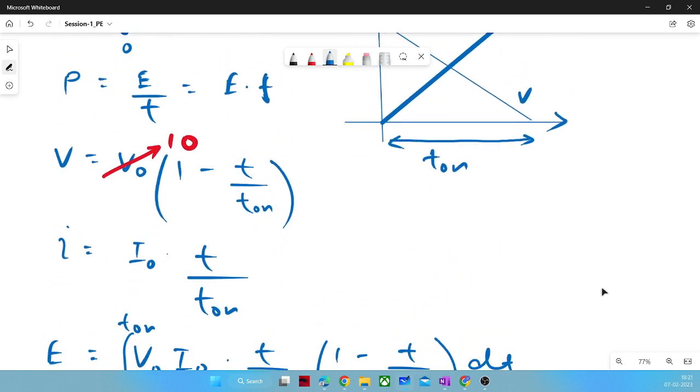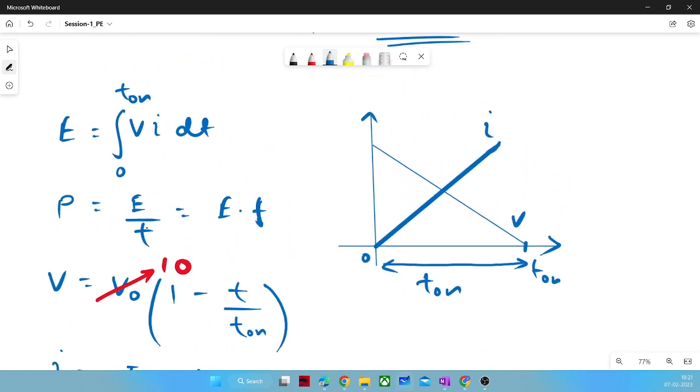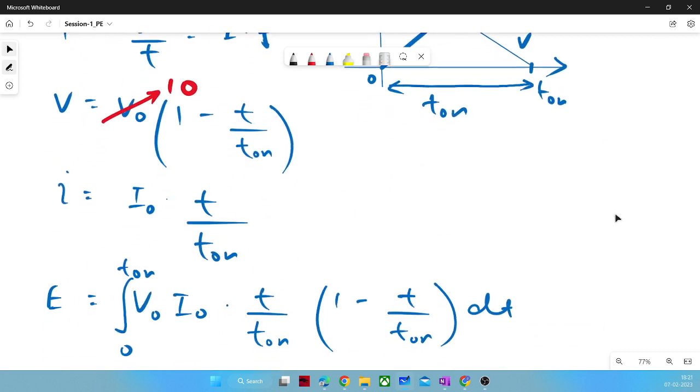We are assuming that this instant is 0 and this instant is T on. Let me show you the complete graph. This period is given as T on, so we assume it starts from 0 and gets turned on at T on. So the transition period of switching for turn on is T on. And this is the general approach we use to solve any kind of switching loss problem.